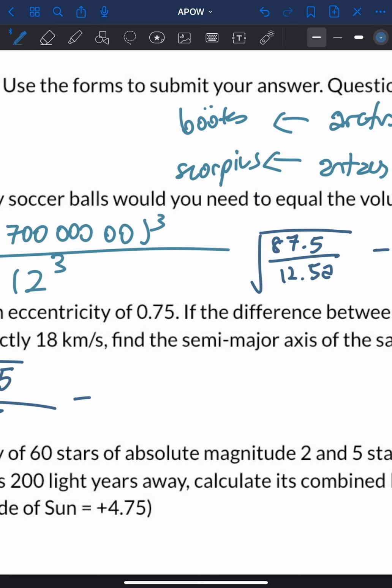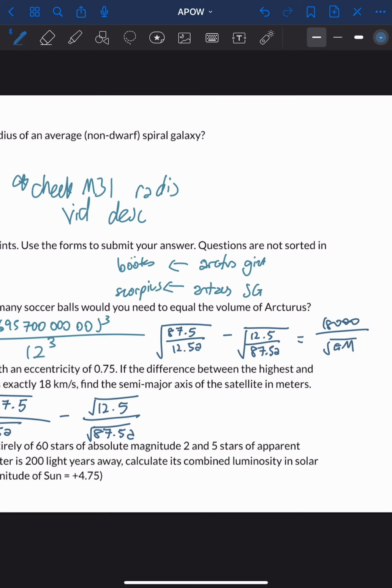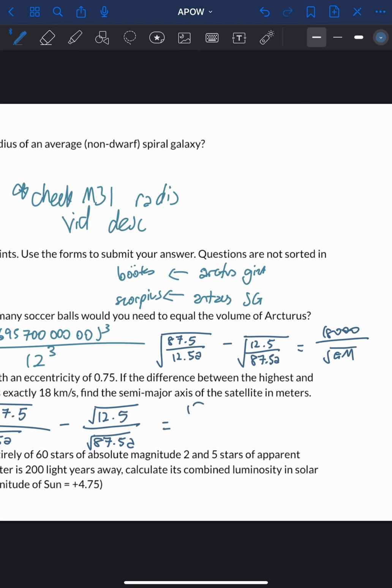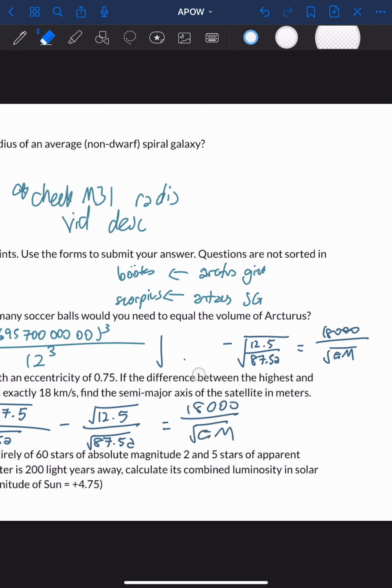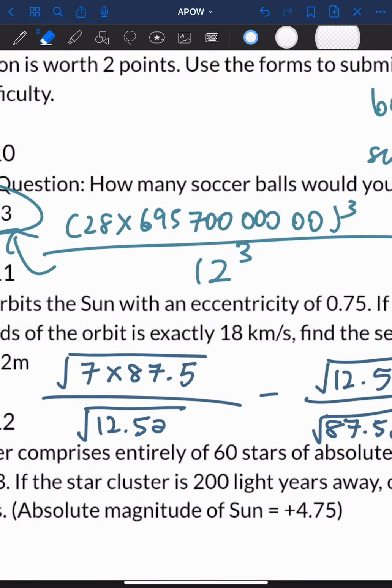So yeah, close to 12.5 over 87.5a, right? So this is equivalent to 18000 square GM once again, right? So now we can take out the a. How are we gonna do that?